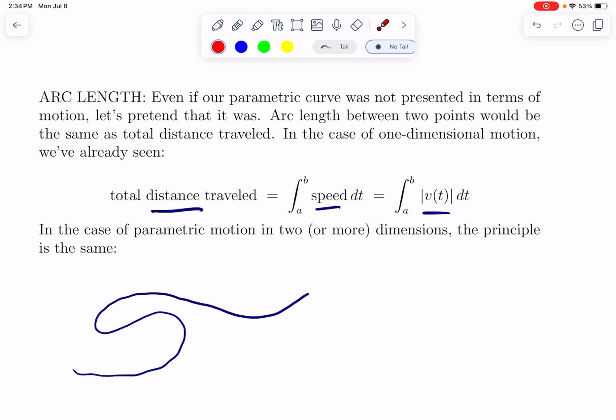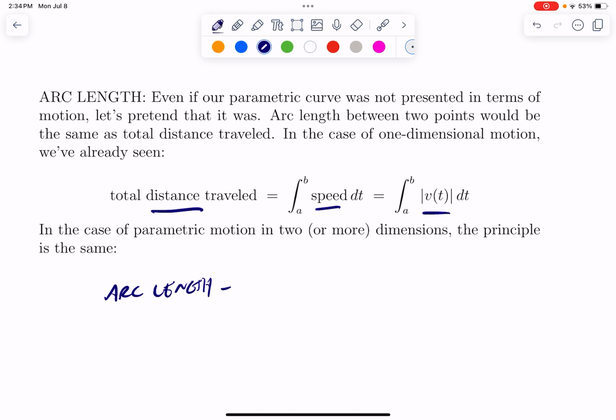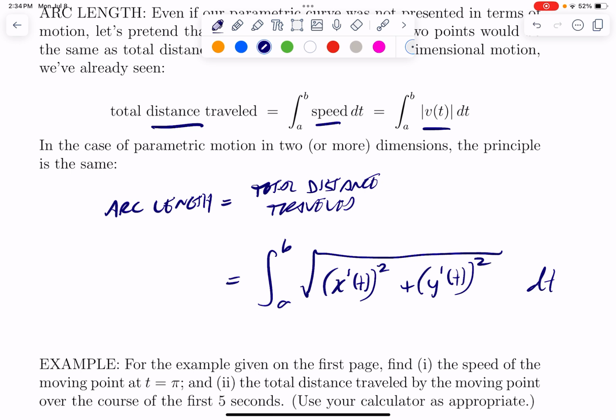Total distance traveled is the definite integral of speed. So arc length, which is the same as total distance traveled, is the definite integral from a to b, and these are in terms of t, of our speed formula: the square root of the derivative of x squared plus the derivative of y squared, all under a radical.